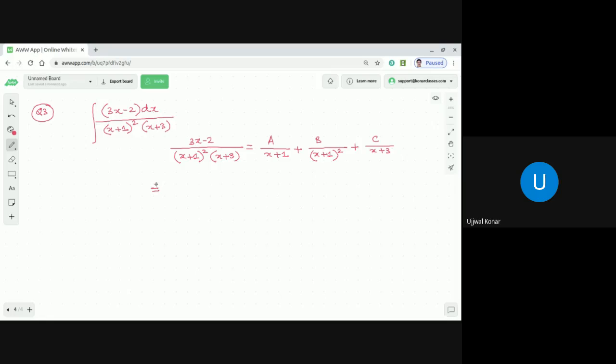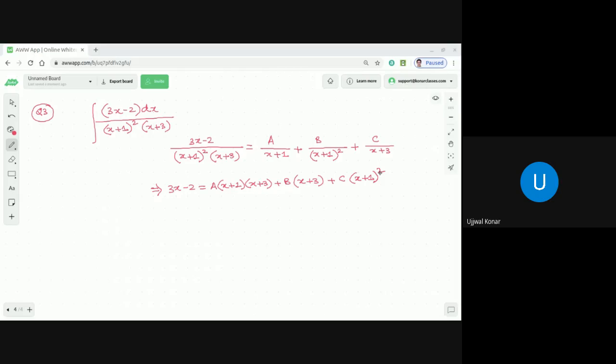This implies the left hand side is 3x minus 2, equal to capital A into (x plus 1) into (x plus 3), plus capital B into (x plus 3), plus capital C into, you tell me, Mohor, what it should be? (x plus 1) whole square. Fantastic, (x plus 1) whole square.